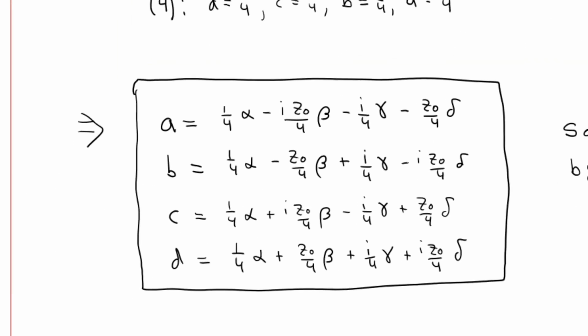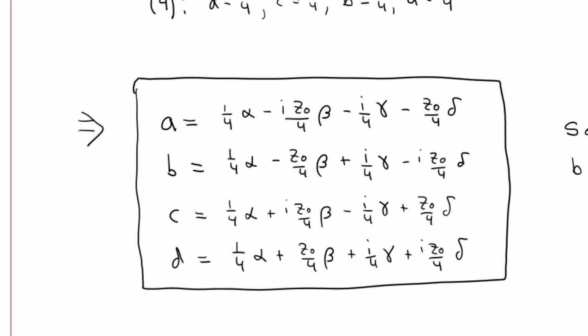So I take the fourth solution, multiply it by alpha. I add the third solution multiplied by beta. I add the second multiplied by gamma, and the first multiplied by delta, and I get these complicated results as the solutions for arbitrary alpha, beta, gamma, and delta.